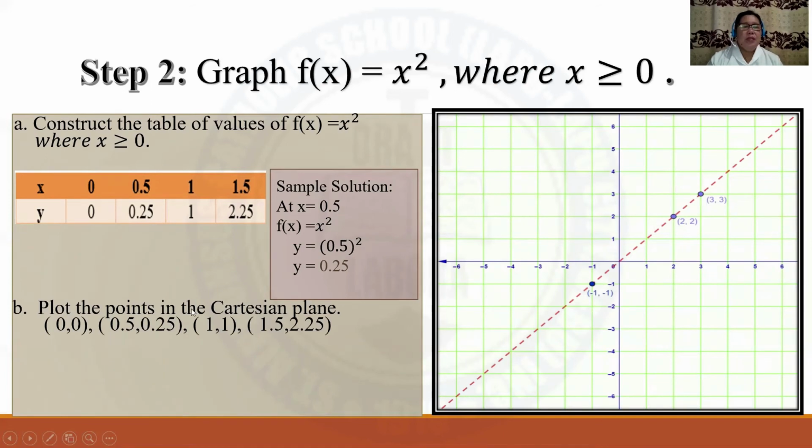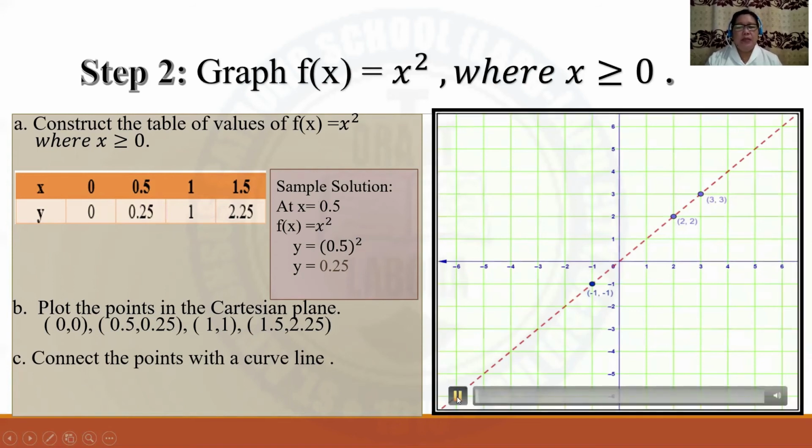Then plot the points in the Cartesian plane. We have 0, 0, 0.5, 0.25, and so on. So there are only 4 points. And then connect the points with a curve, because this is a parabola and we're only taking half of the parabola. So let us plot the points now.